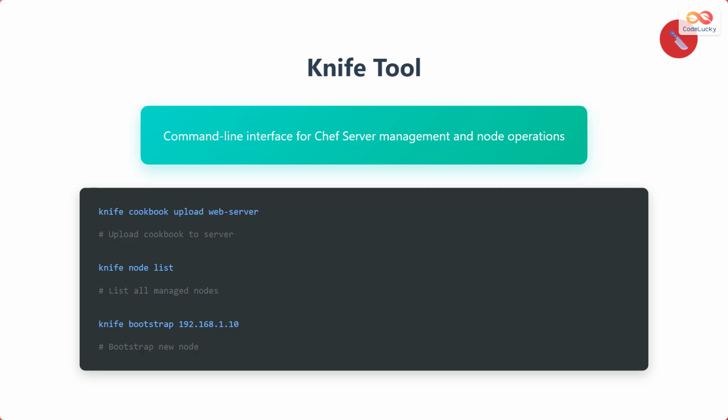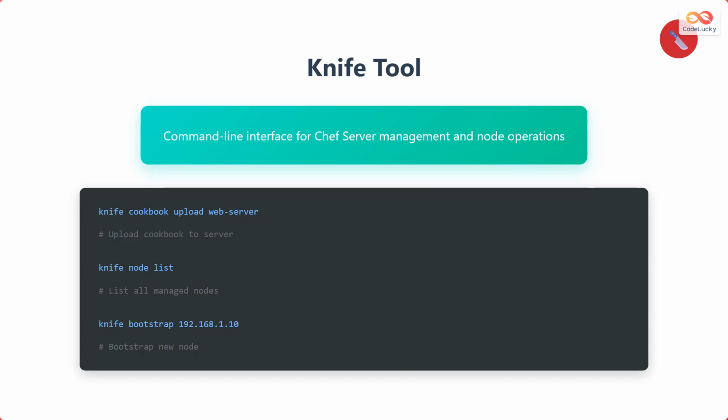Knife is the command line interface for Chef server management and node operations. It serves as your primary tool for interacting with the Chef server and managing your infrastructure. Knife allows you to upload cookbooks to the server, manage nodes, bootstrap new servers, and perform various administrative tasks.